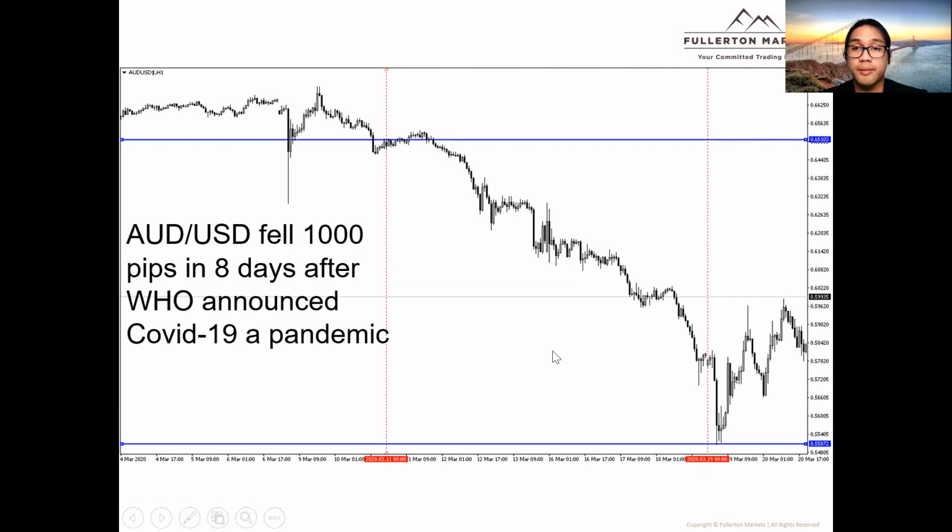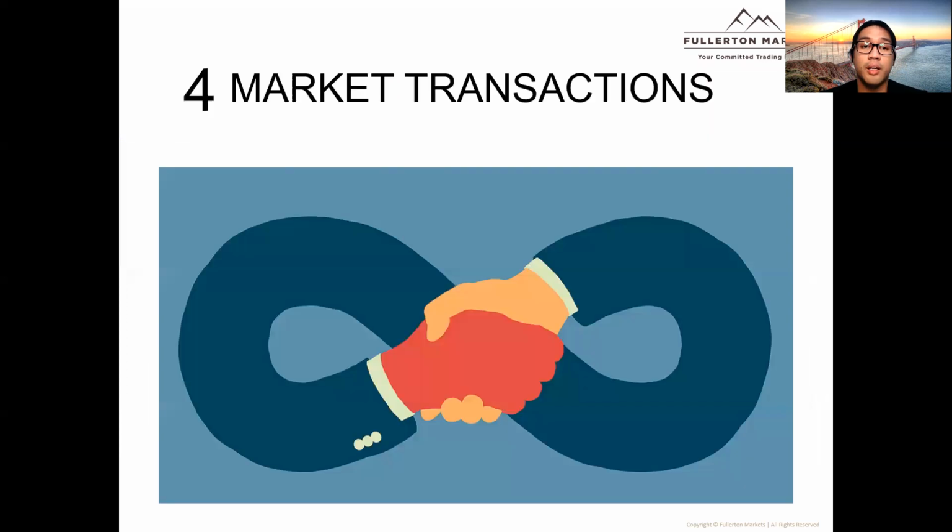I'm sure there will be many more events in the future that will affect the market. For example, a tsunami hitting Japan will move the markets. This has happened quite a few times in history, and it really does show that it affects the currency. All right, let's move on.